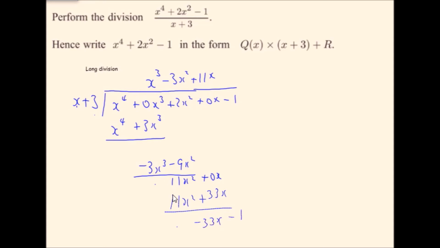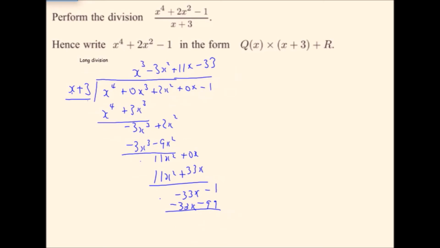What do I times the x by to make it become negative 33x, or negative 33? So negative 33 times by x plus 3 gives me negative 33x, and then take 99. So now we take away these two here. So subtracting here, we end up with negative 1 plus 99, so we end up with 98.